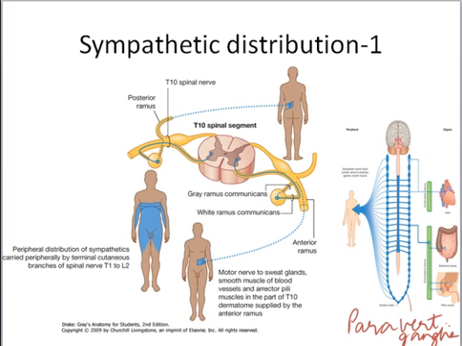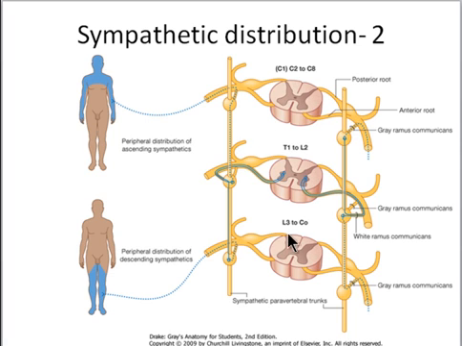Let's see what happens at the ones that have to go up or go down. So they are going to areas above T1 or below L2 segments. Here let's say from the T10 segment of the spinal cord, it travels. So above T1 and below L2, you can see these fibers only exit from T1 to L2. Remember, white rami. So notice they get into this as white rami, but they travel up in the chain till they go to a ganglion which is above T1, synapse there, and then they do the same thing.